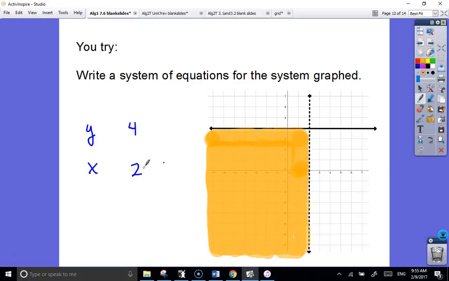Okay, quiet please. What are the symbols that go here? Clearly there's something about y and 4 here. It's below, so it's less than. It's solid, so it's or equal to. What about the x and the 2? It's to the left, so it's less than. It's dashed, so it's not or equal to. So that's the whole thing. So less than or equal to, less than. That's it.